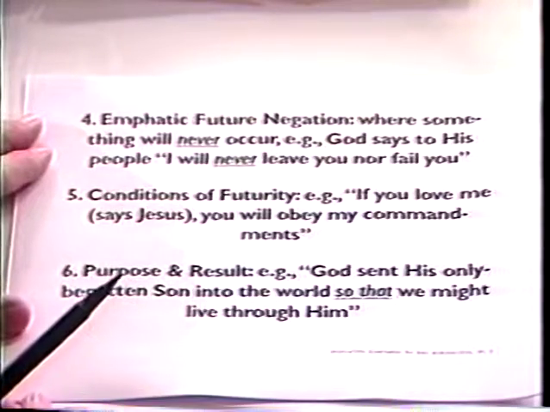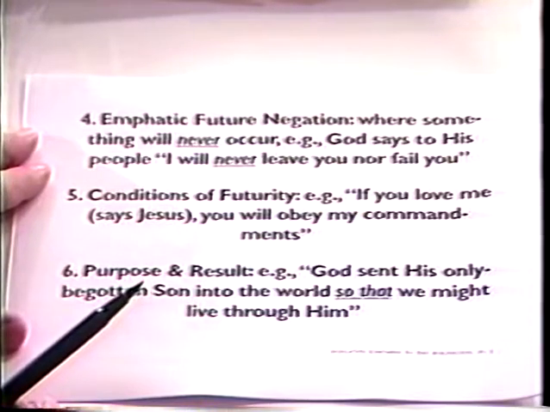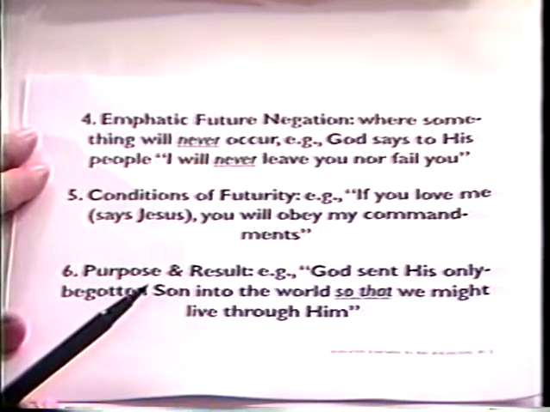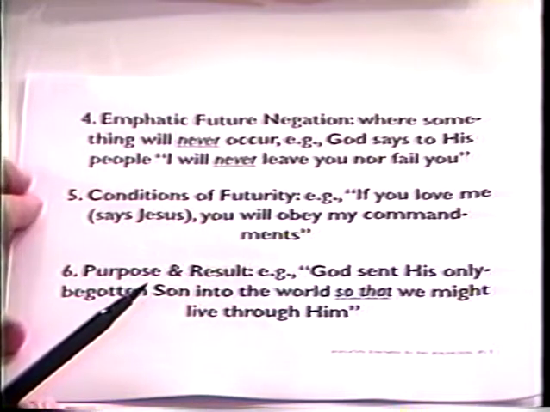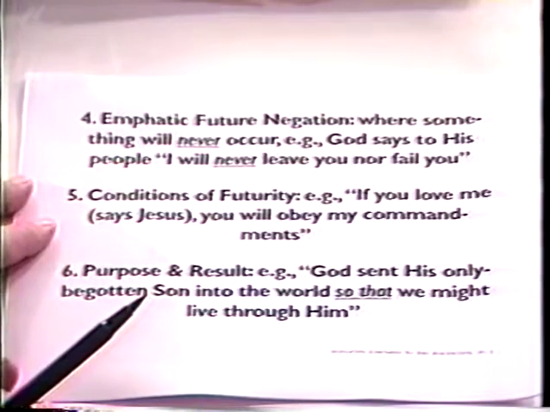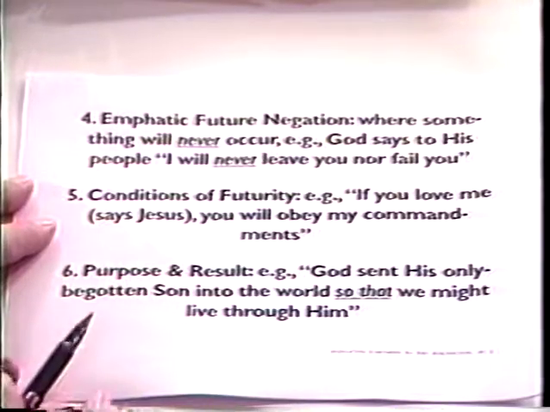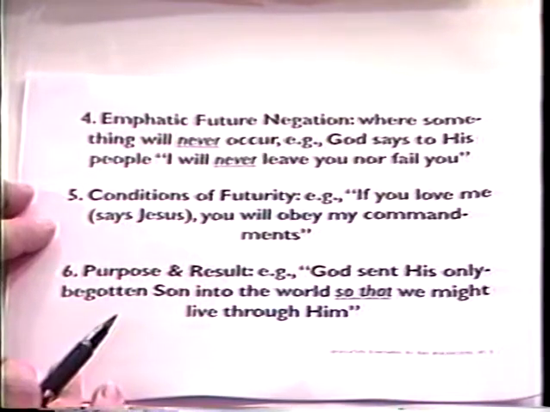The subjunctive can also show emphatic future negation, where something will never, ever occur. For example, where God says to his people, I will never leave you nor forsake you. The subjunctive can also be used in certain kinds of conditions, conditions of futurity. For example, if you love me, or in other words, if and when you do, you will obey my commandments. And the subjunctive would be used in the if part of the condition.